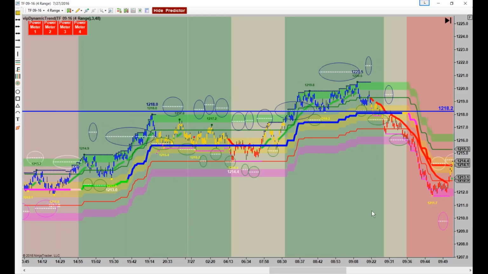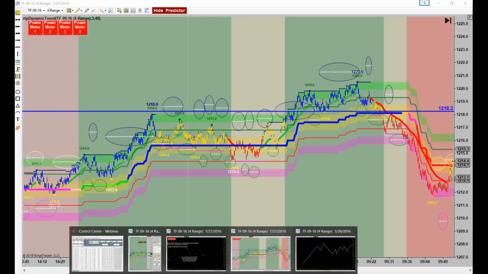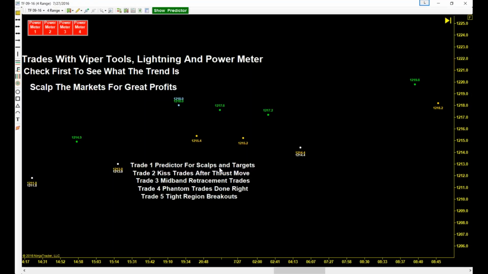All right, anybody have any final questions? I think I went over the predictor for scalps and targets, kiss trades after a thrust, that's your safest trade anyway, and mid-band retracement trades. I like a good thrust myself to pull back in the mid-band. One thing to be careful on with mid-bands: when you drop or go up like 80 ticks or so, be very careful about jumping in right at mid-band. Let it show you the lightning move, and these meters will tell you where that's at.